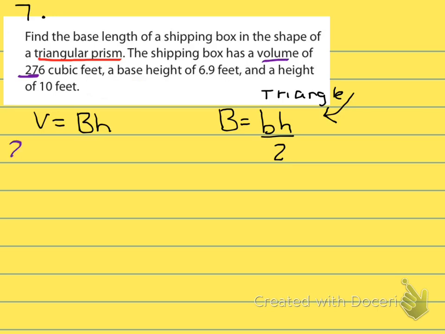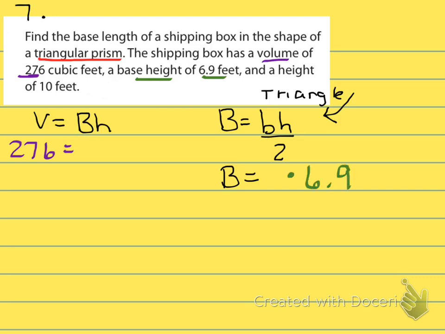So let's go over here because we can plug that in. 276 equals, now it didn't tell us the area of the base. So we need to come back to this problem over here. So we're going to write big B equals, now it says a base height, so that's talking about the base, and that's talking about the height. So the base height of 6.9 feet. That means it's going to be base times 6.9.